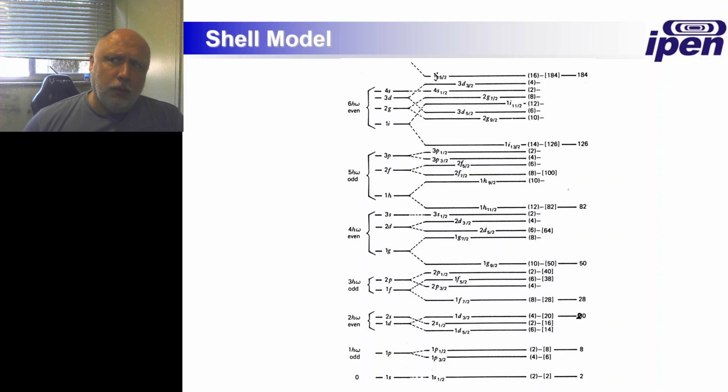Of course, there are several complications here, because if you're not in a double magic nucleus, then you have to understand the shape of the nucleus. It may be distorted by forces and everything. So it's much more complicated than this, but this is the general idea, right? And that's it.